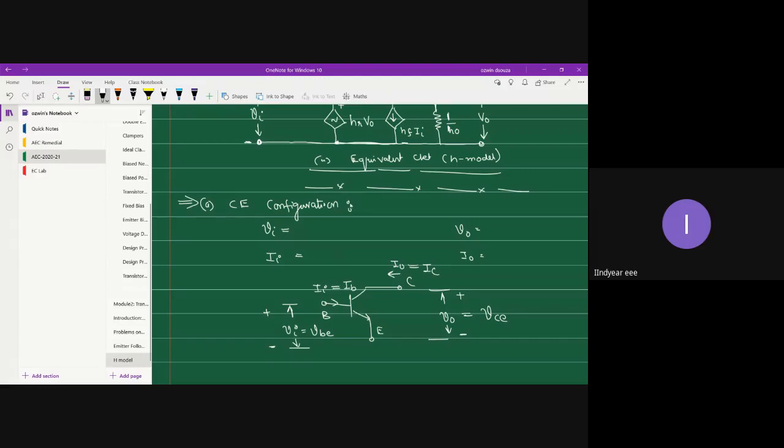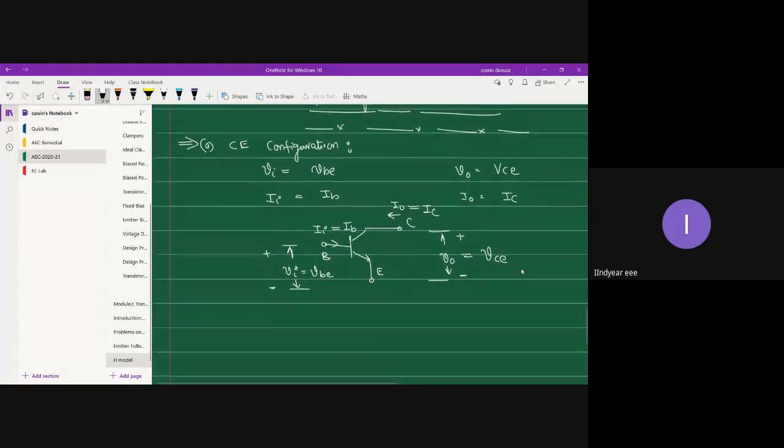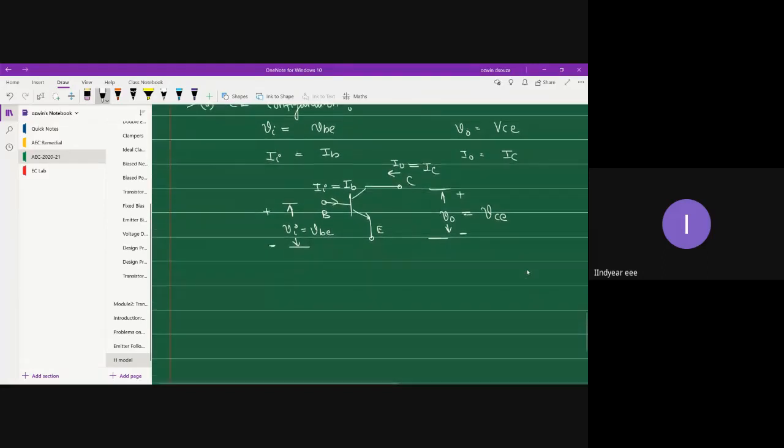Okay, that's all. So VI is VBE, V0 is VCE, II is IB, and I0 is IC. This is the logic you will carry forward for common base configuration as well as common collector configuration. The rest all remains the same. Fine, so let us quickly write down the performance equations.